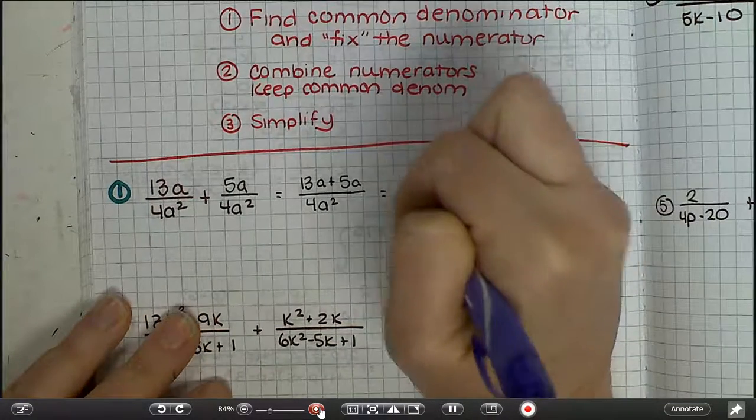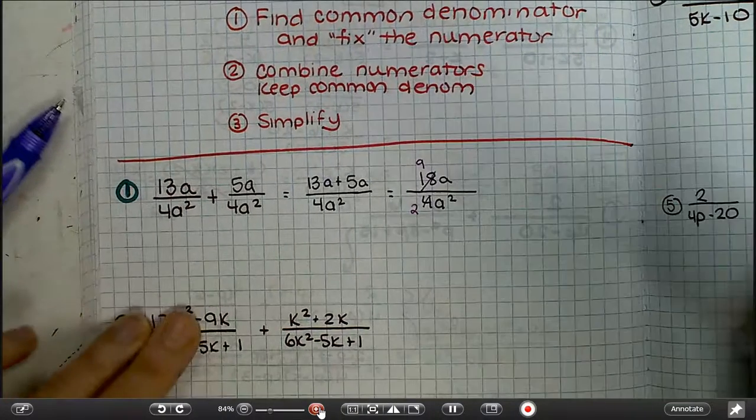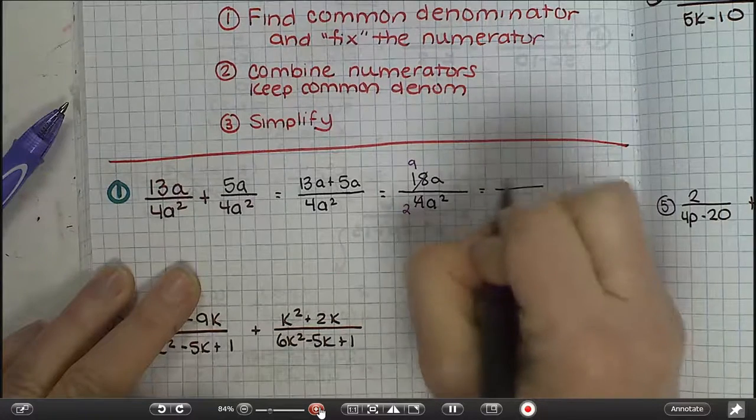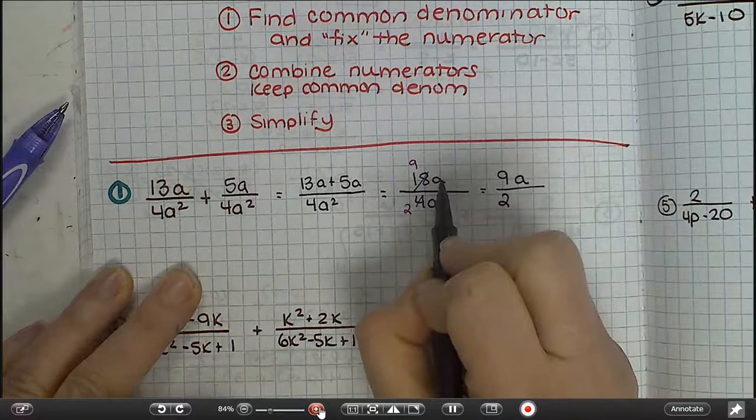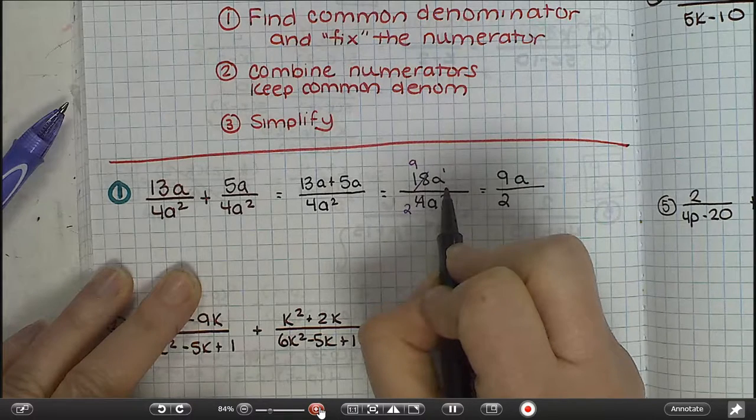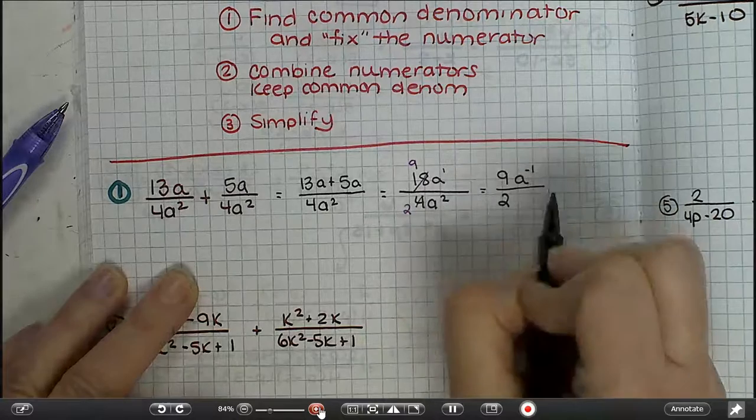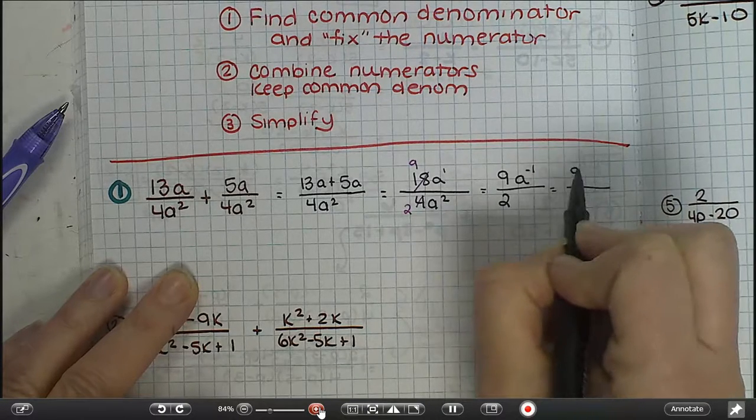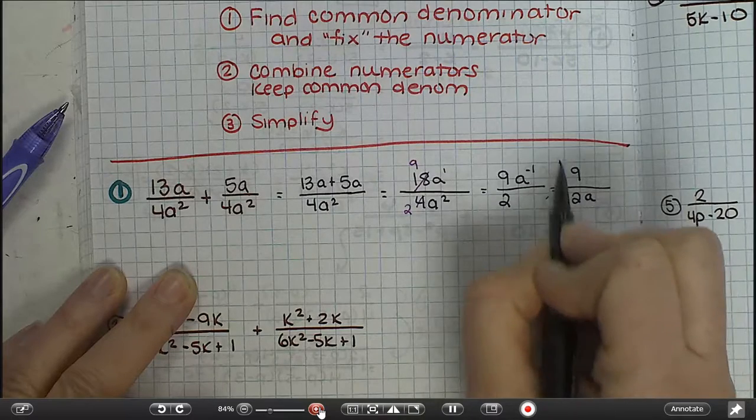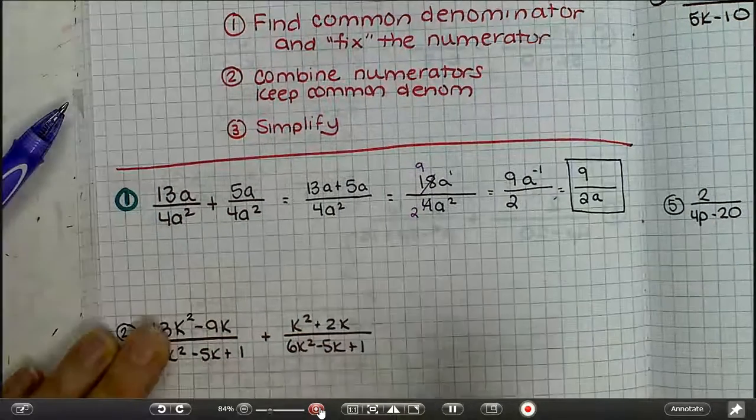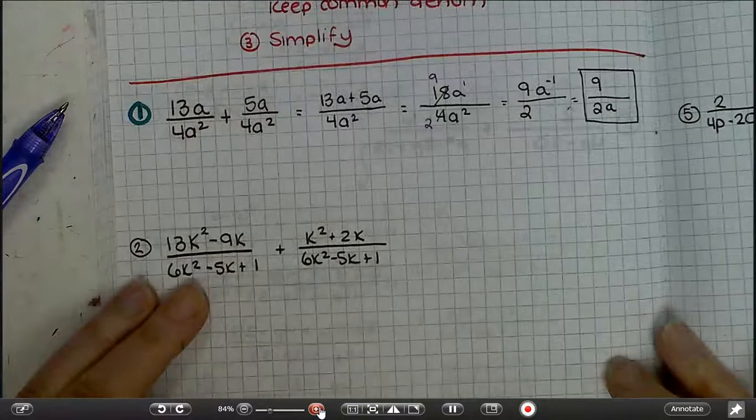So these are both divisible by 2. So we have 9 over 2. And I usually just do it like this: a to the first over a squared. And when you're dividing, you subtract those exponents. So that will be 1 minus 2 is negative 1. And then we're going to use that negative exponent rule to swap that down to the denominator where it goes and becomes positive. So that's it. That's the gist without having to find our own common denominator.